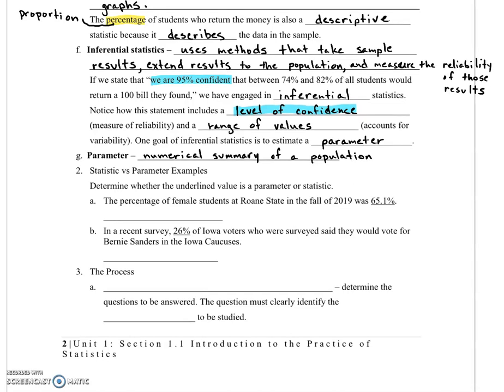So, statistics and parameters are the same, except a statistic describes a sample and a parameter describes a population. So just remember, sample, statistic, they both start with S. Population, parameter, they both start with P. So let's determine whether the underlined value in these examples is a parameter or a statistic. The percentage of female students at Roane State in the fall of 2019 was 65.1%.